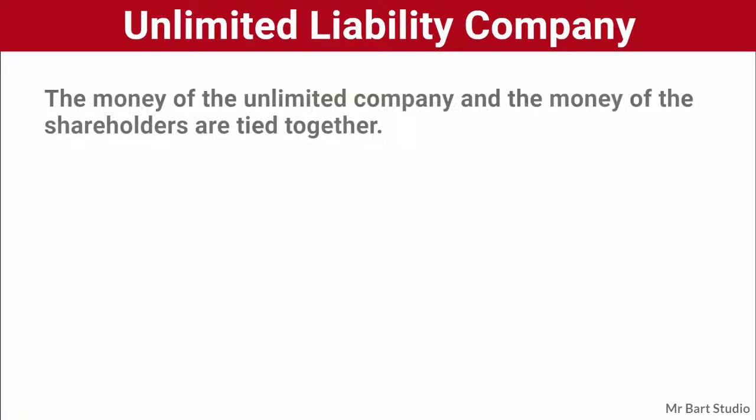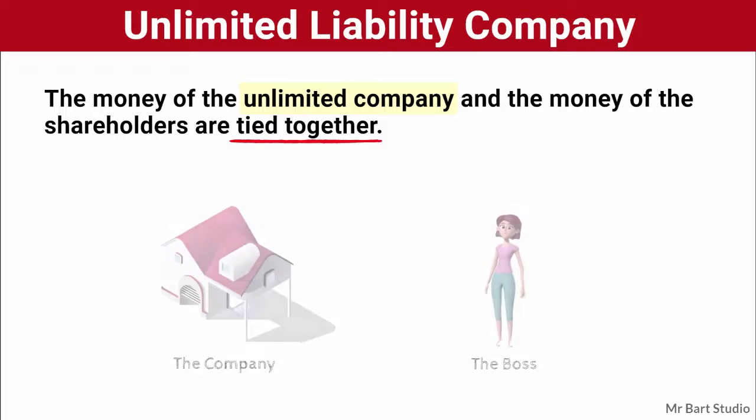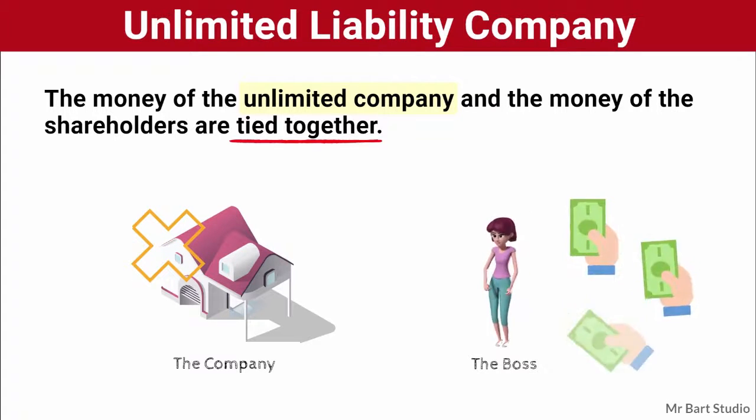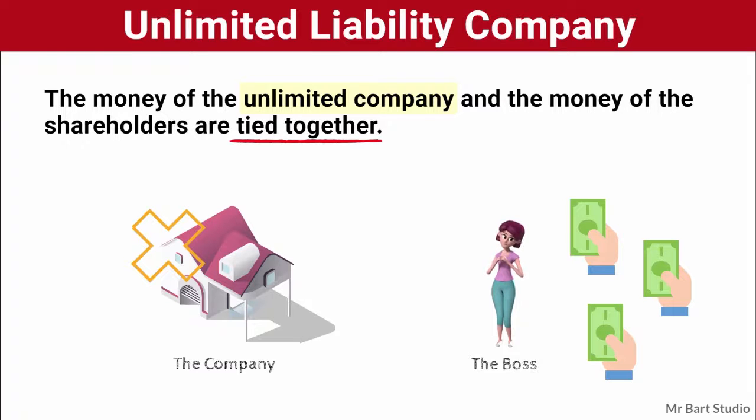The money of the unlimited company and the money of the shareholders are tied together. If the company owes you money, it means that the shareholders are owing you the money. So if the company goes bankrupt, the shareholders are responsible to repay you the amount the company owes you no matter what.